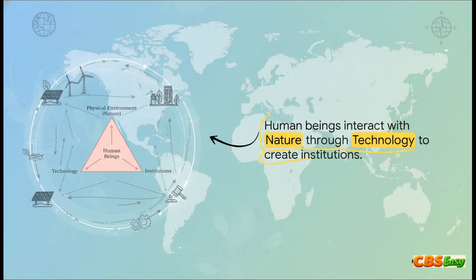You know, I love this diagram because it shows something so important. Resources don't just exist on their own. We, human beings, are right in the middle of it all. We're the ones using technology to transform nature, and we create institutions, things like governments and companies, to manage it all. It's this constant dance between nature, tech, and us.